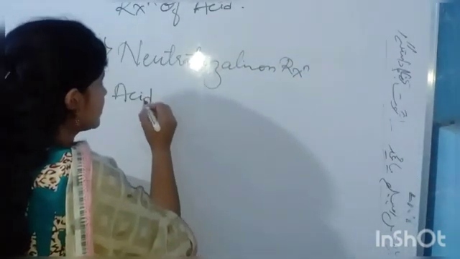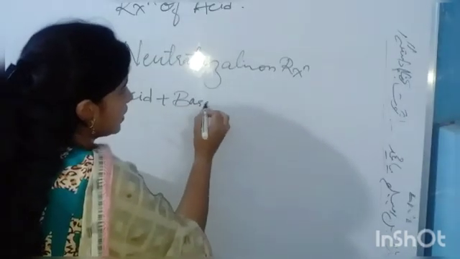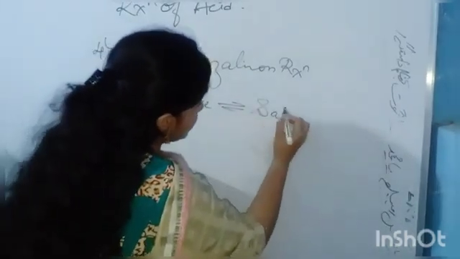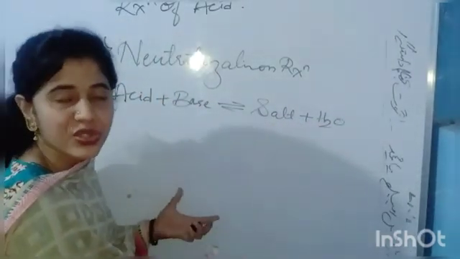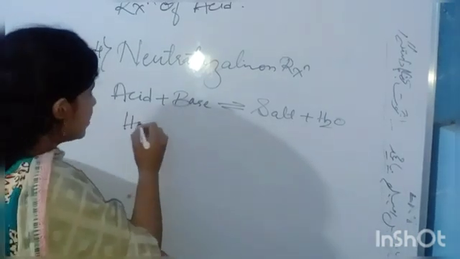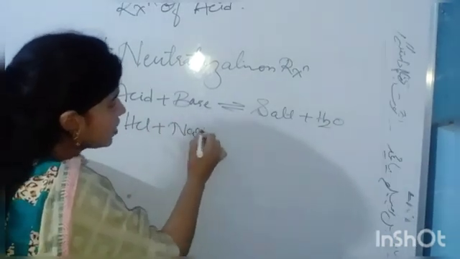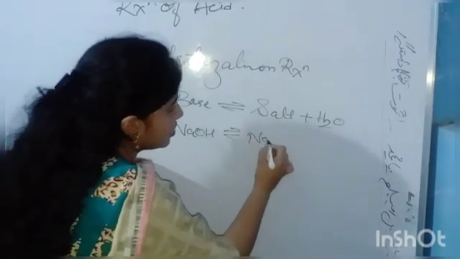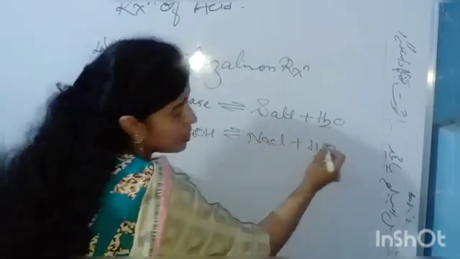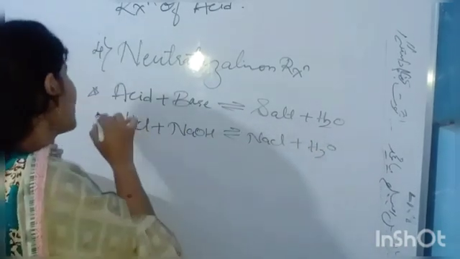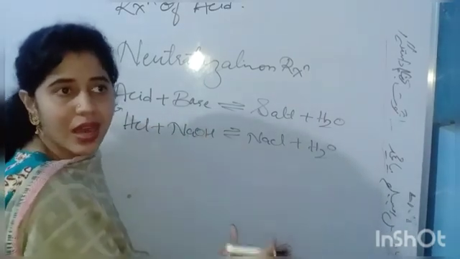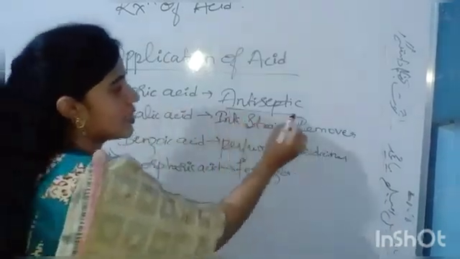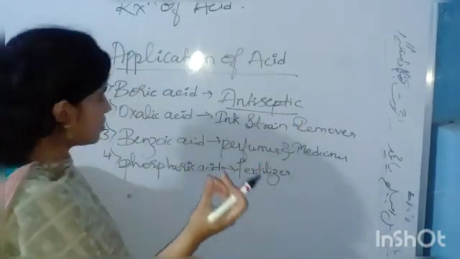Next reaction: acid plus base is going to form salt and water. It's a very well-known reaction. It's called a neutralization reaction. HCl plus NaOH gives NaCl plus H2O. As a point for your examination, it is always going to be asked for 1 mark: what is a neutralization reaction? Now the uses: boric acid is used as an antiseptic.